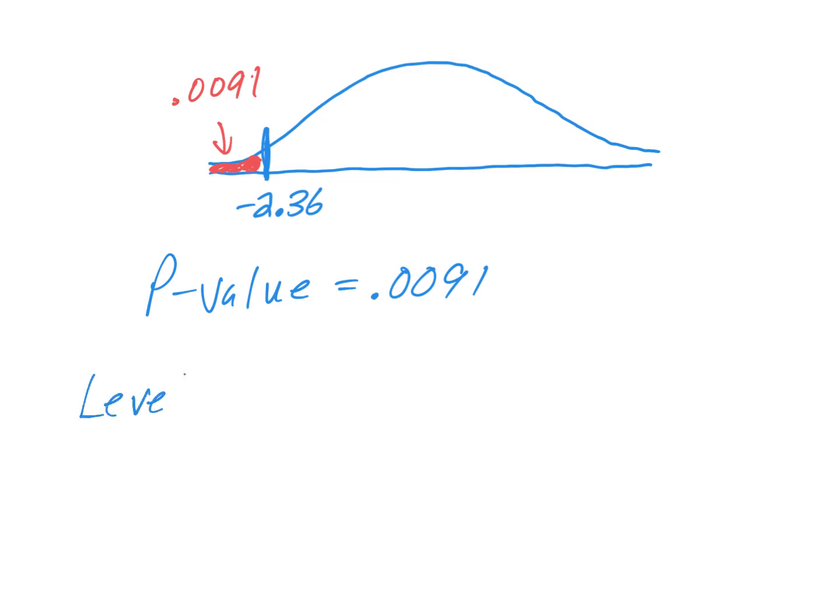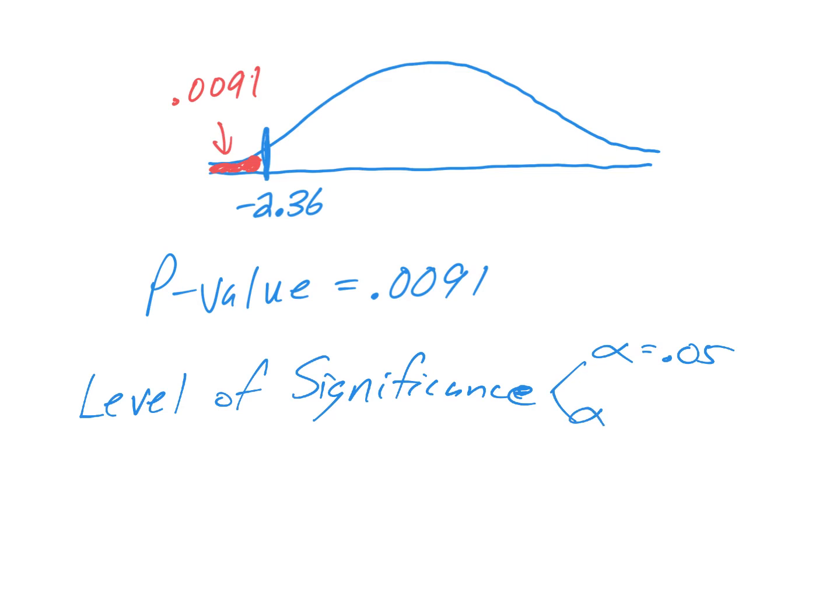There's a thing called level of significance. A level of significance, our sigma, can either be 0.5 or 0.1. We're going to concentrate on 0.5. That's 5%. This is how we compare if our p-value is large or small. So hopefully you can see that the p-value is small. It's much smaller than 0.5.